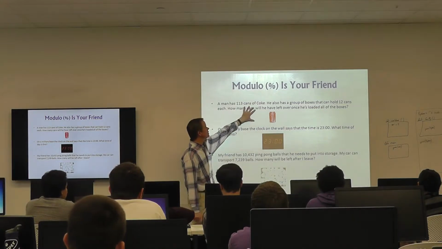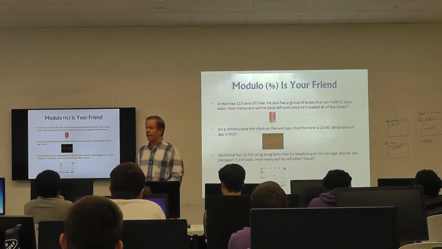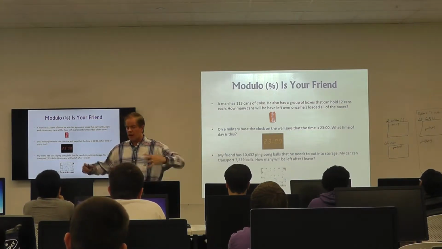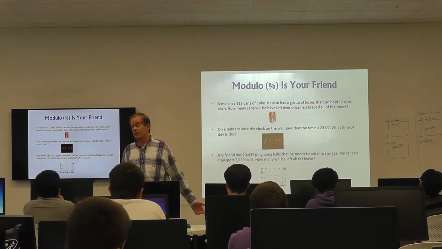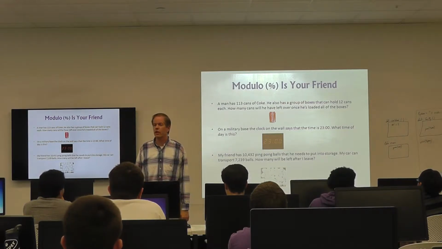Manhunt is 113 cans of Coke. He has a group of boxes that can hold 12 cans. How many cans will he have left over? How would we do that one? I got all these boxes, they hold 12 cans. I got 113 cans. The question is, obviously 113 can't be divided by 12. Got it? So how many cans am I going to have left over? So how do we do this one?